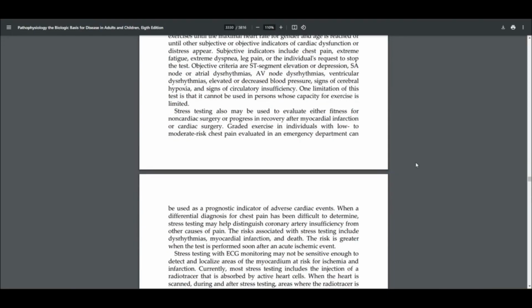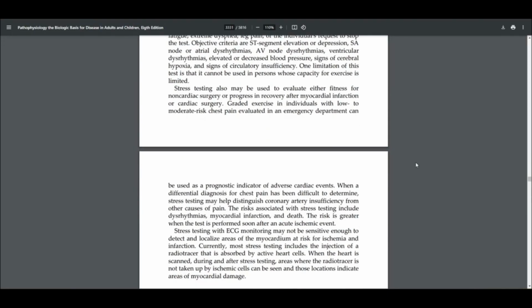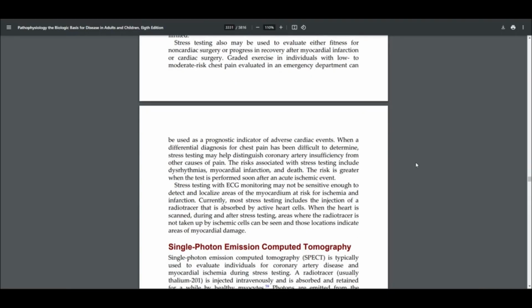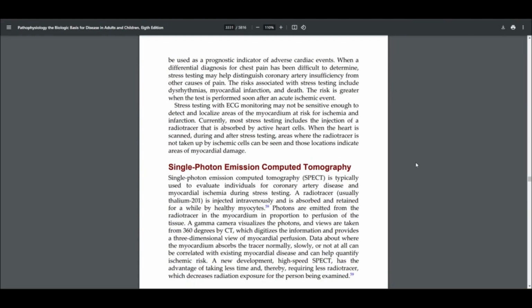Graded exercise in individuals with low to moderate risk chest pain evaluated in the emergency department can be used as a prognostic indicator of adverse cardiac events. When a differential diagnosis for chest pain has been difficult to determine, stress testing may help distinguish coronary artery insufficiency from other causes of pain.